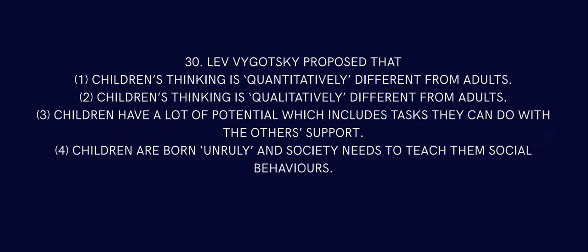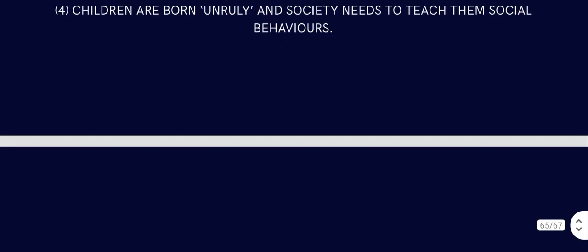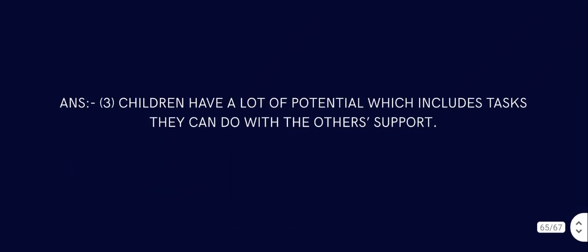Children have a lot of potential, which includes tasks they can do with support. The third one is about scaffolding. It happens to be third, because Lev Vygotsky talks about scaffolding, and children have a lot of potential which includes tasks they can do with support. So here you get the answer.